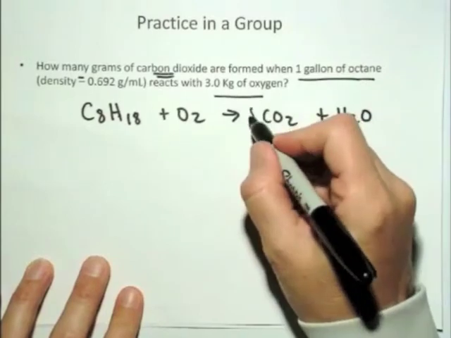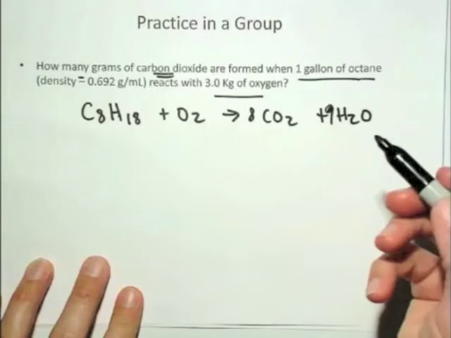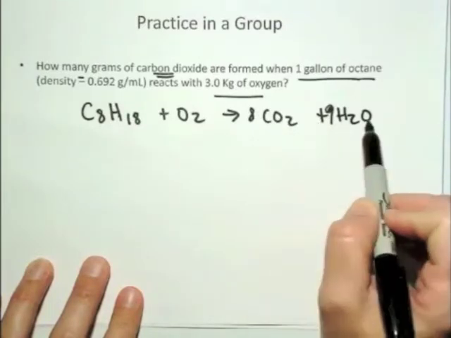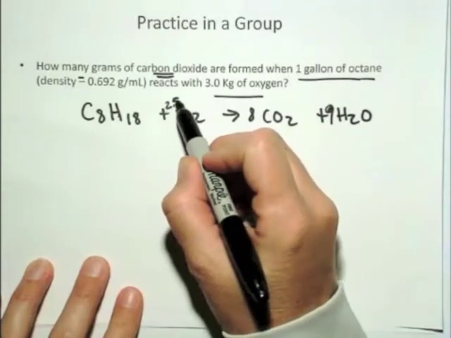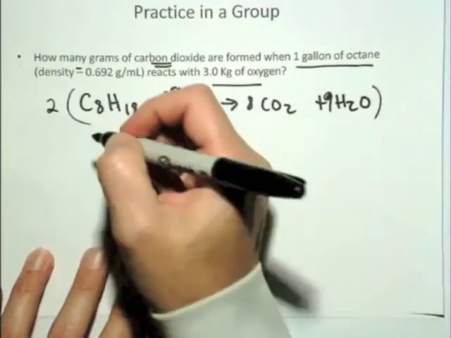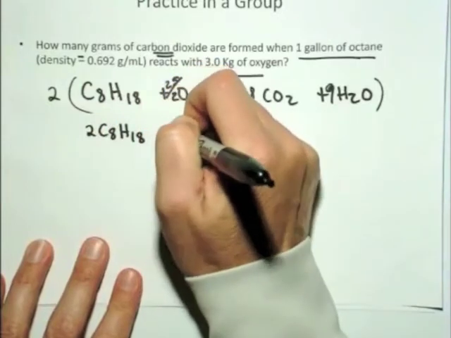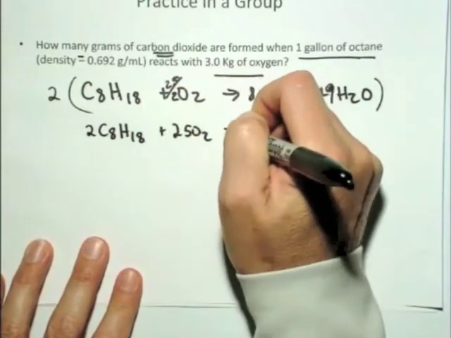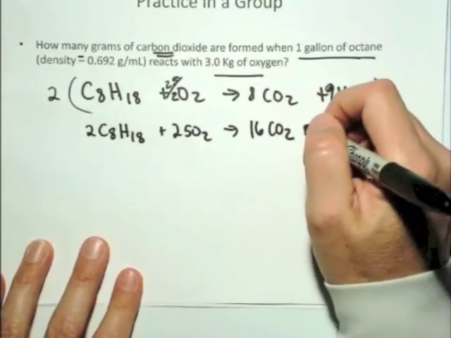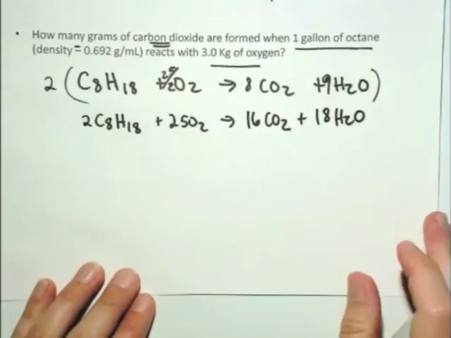There's 8 carbons, there's 18 hydrogens, so I put a 9 out front of that. And now I'm left with a total of 25 oxygens on this side, which is an odd number, so I'll use my little trick, 25 halves, multiply both sides by 2, and then the balanced chemical reaction is going to be 2 octane plus 25 oxygen gives 16 carbon dioxide plus 18 water. Okay, that's the balanced chemical reaction that you should have come up with.